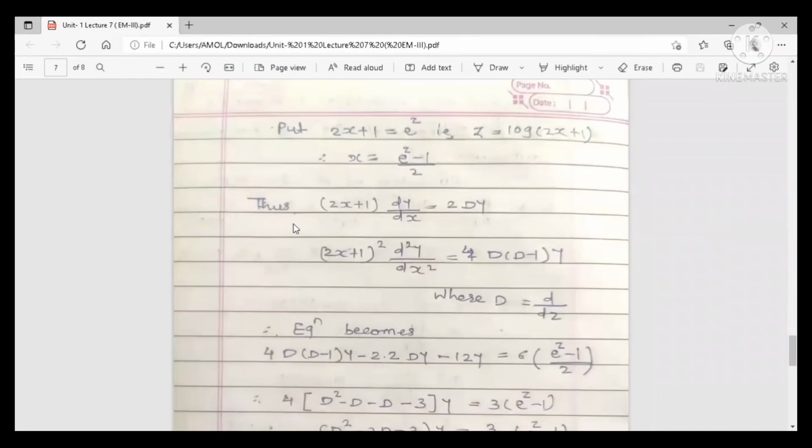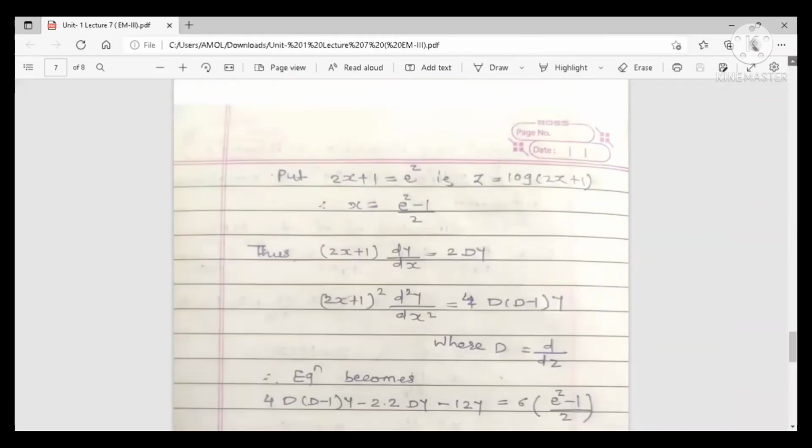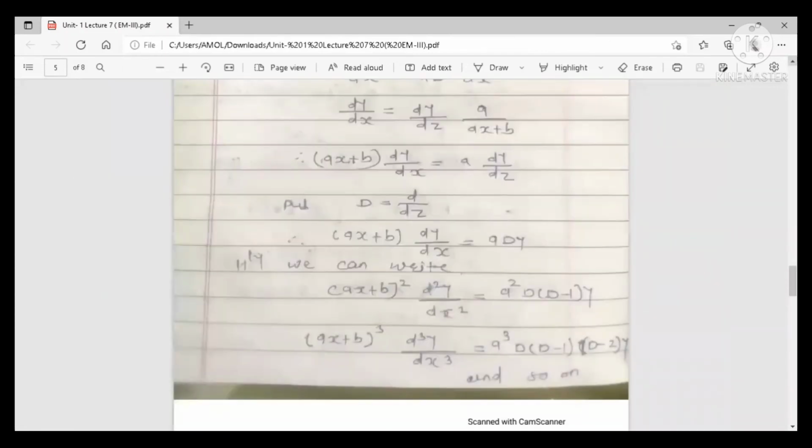So next substitution, 2x plus 1 into dy by dx is 2 into Dy, because here the substitution is ax plus b into dy by dx. This substitution is a into Dy. So in that particular example, the value of a is 2, so we are replacing it by 2 into Dy. Then ax plus b whole square d2y by dx square, its replacement is a square into D into D minus 1 into y. So it will be 2 square D into D minus 1 into y.